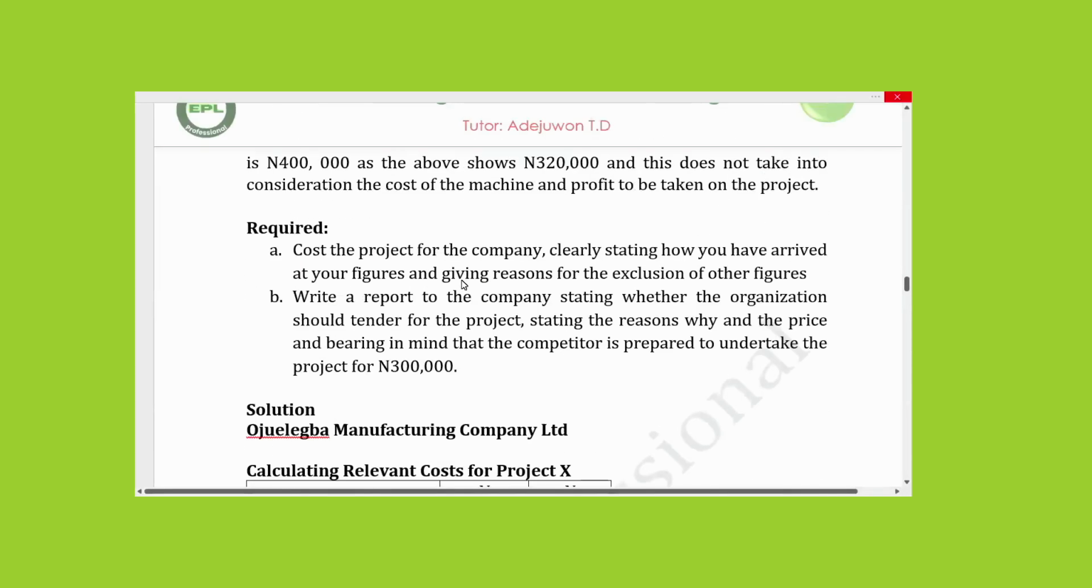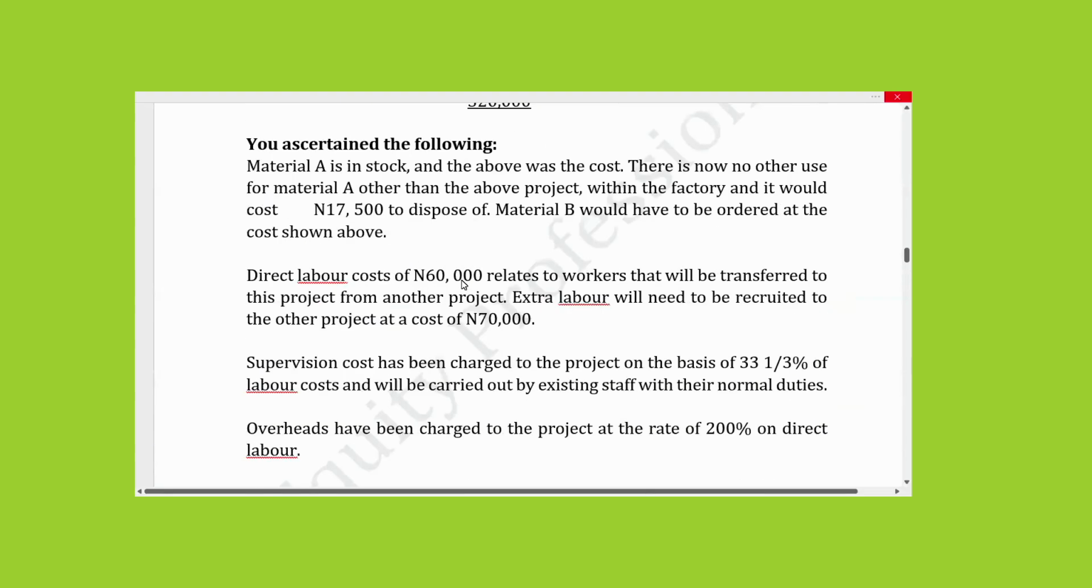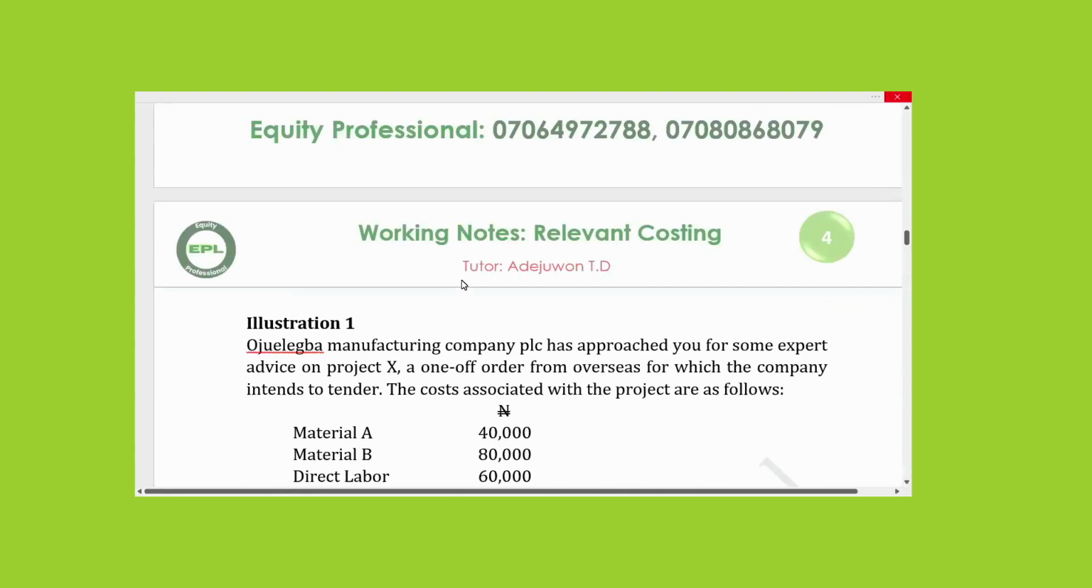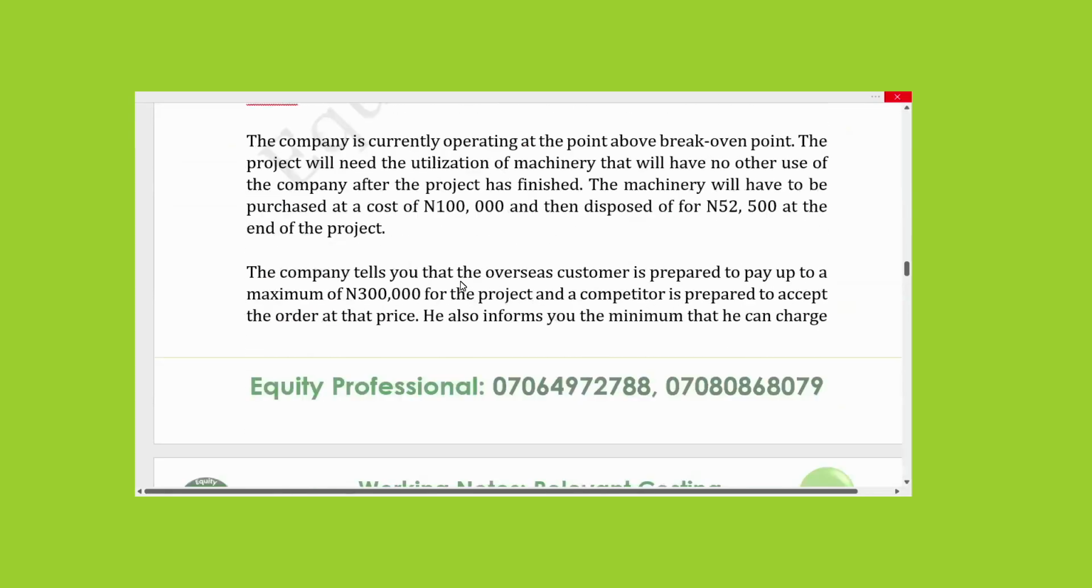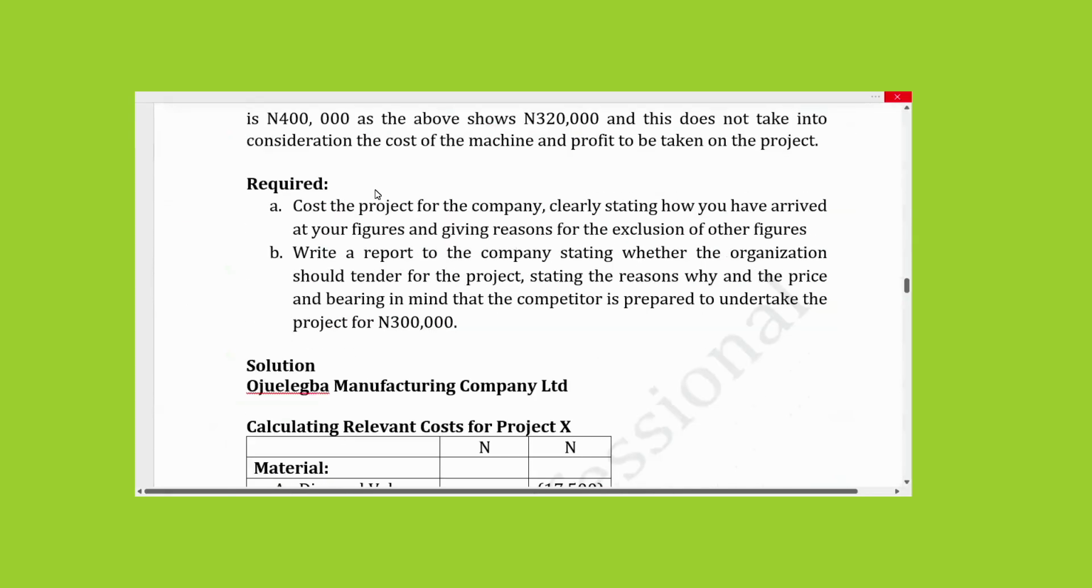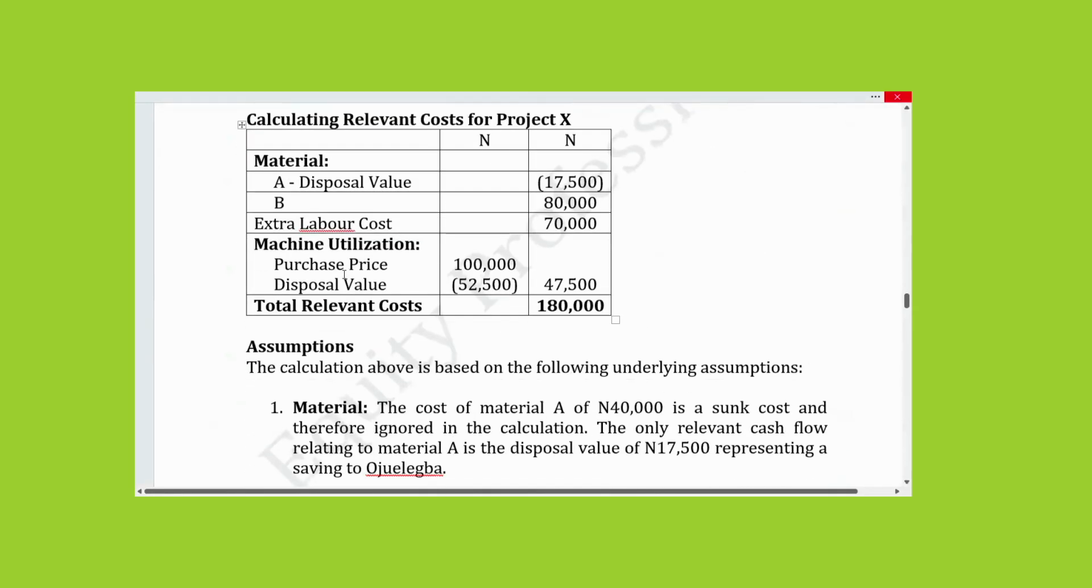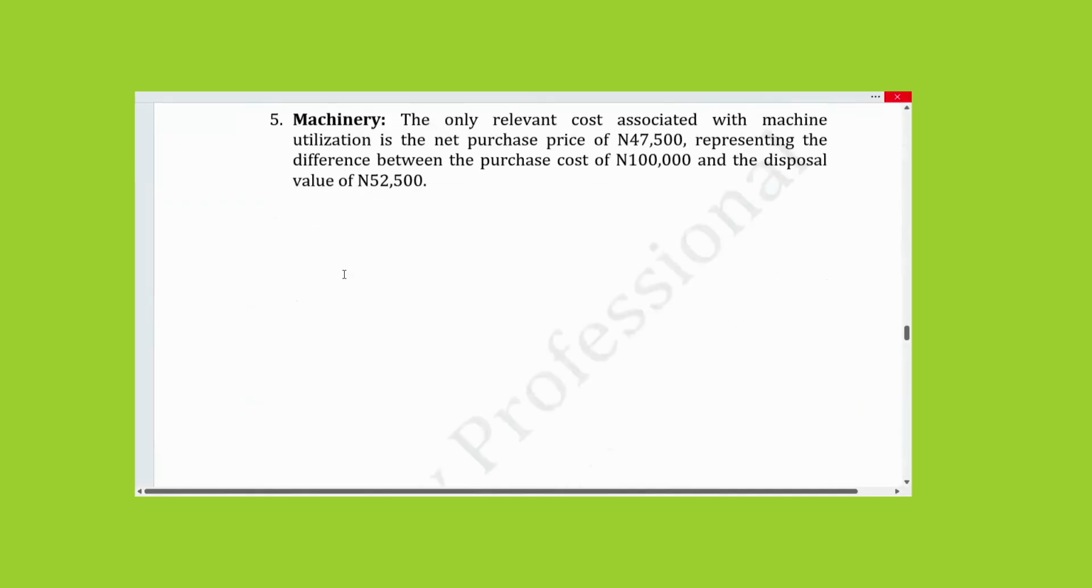All right. So the question we were solving was on Ojuelegba Manufacturing Company PLC. We could not complete the question. We solved the A part. So quickly, we are going to do the B part, which is report writing. Then thereafter, we'll move to solving another big question.